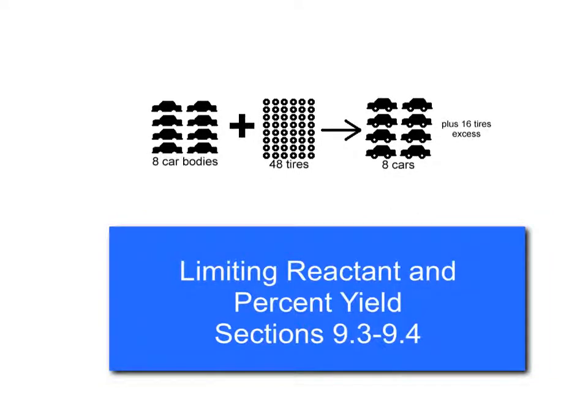Today we're going to do limiting reactant and percent yield. And you should have an introduction to limiting reactant already from the s'mores activity we did in class. And percent yield is fairly simple. It's just a percentage. So we're going to talk about that and do a few examples.